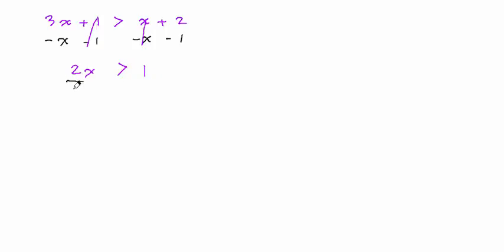If you divide both sides by 2, you have your solution to the inequality: x is greater than 1/2. Which means x can be any number as long as it's larger than 1/2. It could be 1, it could be 2, it could be 2/3, it could be 3/4, it could be 100, 1 million. As long as it's larger than 1/2, it's fine.